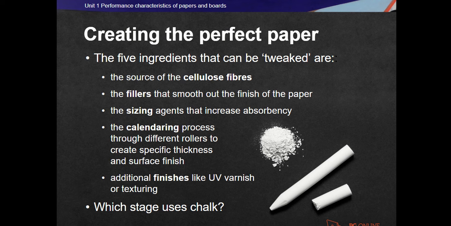And the calendaring process. So that's obviously it being rolled, all the water squeezed out of the paper, and obviously it's squashed into its specific thickness. That can obviously affect it. And then any additional finishes like UV varnish or texturing, if it's packaging or takeaway food cardboard or magazine pages or newspaper, all that to think about.